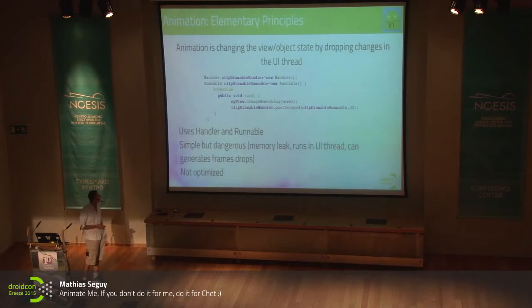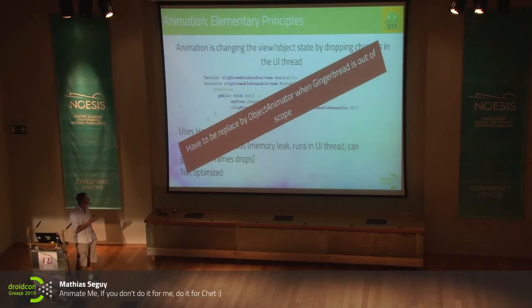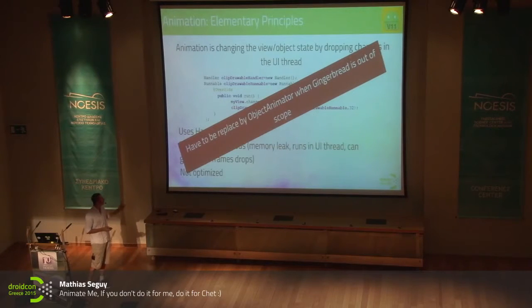But it's dangerous because if you do that and you don't take care, you can create memory leaks and you can generate frame drops. Okay, so it's not as easy as it looks at first. And it's not optimized. We have the rendering threads that appeared and we cannot use them now. So it's not really a good way to do it. That is the way for Gingerbread. So as soon as Gingerbread is out of your scope, or if you want to make parallel animation, you can use ObjectAnimator for Honeycomb and more, and Gingerbread will own all the runnable and handler.